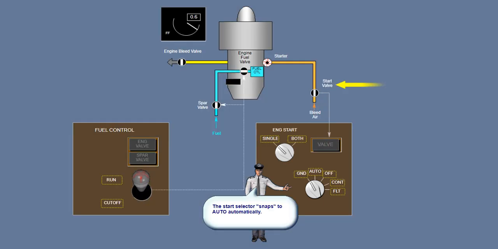At approximately 50% N2, the engine start selector snaps back to the auto position with an audible click. The start valve closes, indicated by the valve light briefly coming on, and the engine stabilizes at idle power. Thus, the starter automatically cuts out, and the start valve closes to stop airflow to the starter. This starter cutout allows the engine bleed valve to return to a position that agrees with the engine bleed air switch.